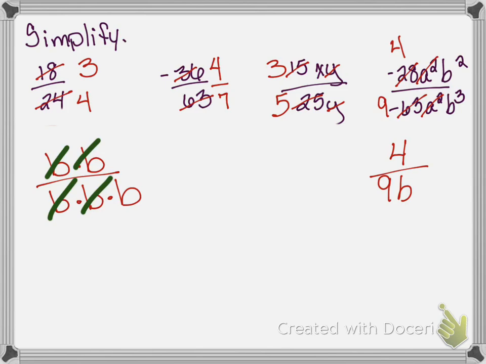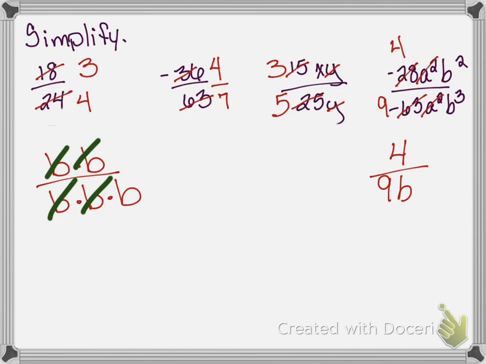And you can't forget to bring down the negatives. Now, in this situation, a negative over a negative is a positive. But if I just had one negative, like I did with 4/7, that is super important. You've got to bring down those negatives.